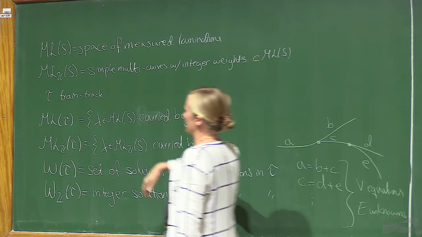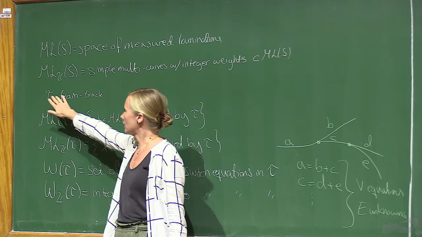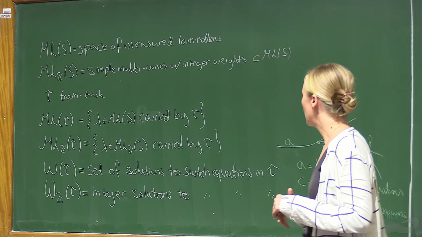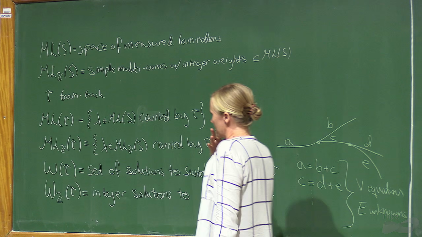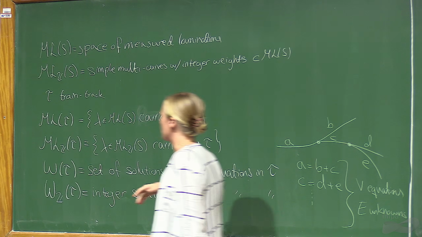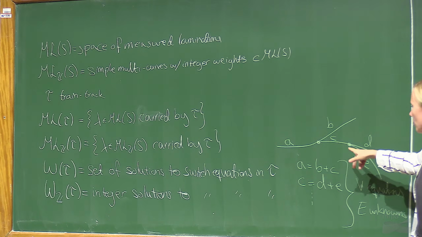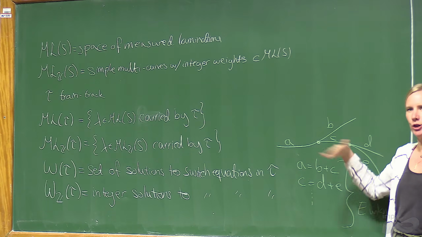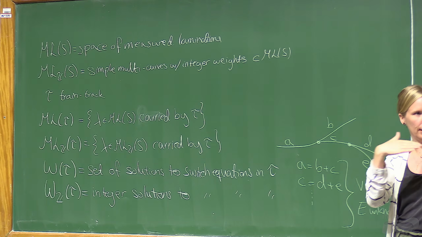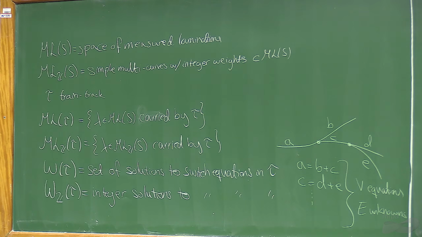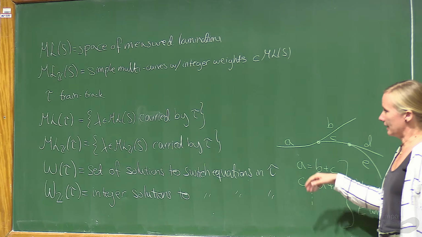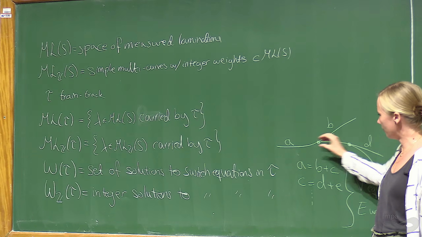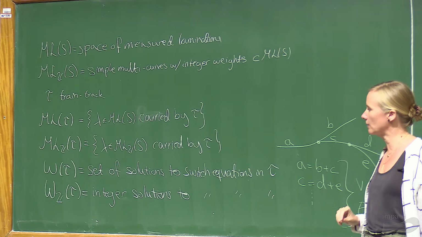Every simple multicurve is a measured lamination. If I put ML sub Z, it's the simple multicurves that have integer coefficients. And if we're given a train track, a train track is just an embedded graph in our surface, such that we always assume it's trivalent, but it doesn't in general have to be. At every vertex, the three half edges meet at a smooth tangent line. And we say that a lamination is carried by it if you can homotope it into a small neighborhood of it, and then collapse it onto the actual train track.